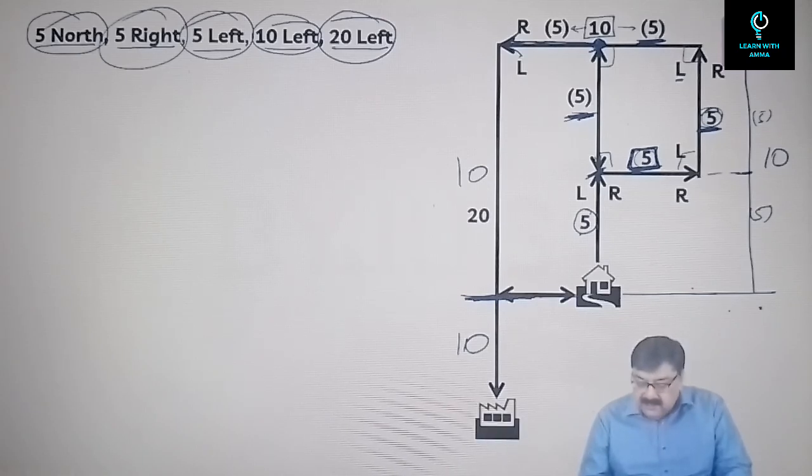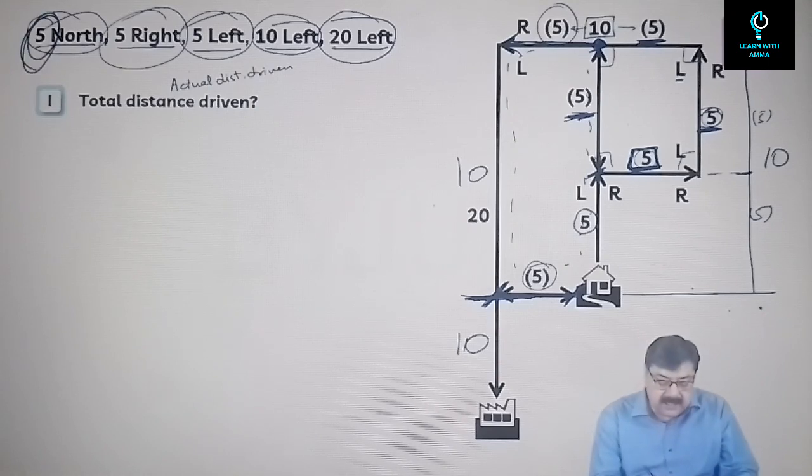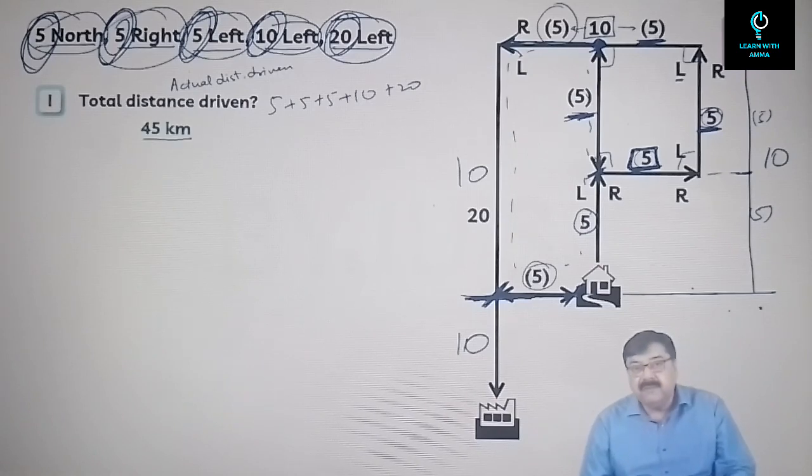As you can see, this is the distance between this point and the house. And again, here you see a rectangle, so opposite sides are equal. If this is 5, then this is also a distance of 5 kilometers. Now, total distance driven is what has been asked in the first question. Total distance driven is the actual distance driven, which is nothing but the sum of these figures which are given to us here. So 5 plus 5 plus 5 plus 10 plus 20, the total should come out to be 45 kilometers. That is what his speedometer will also indicate.